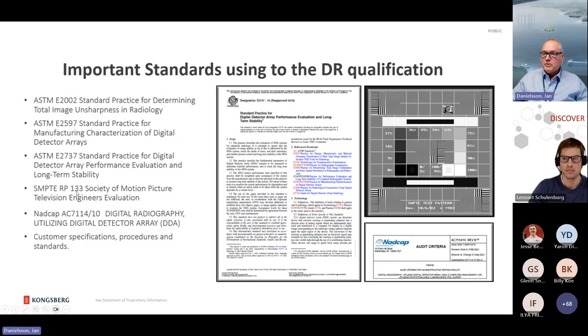And for monitors, there is the SMPTE RP 133. This is the specification for monitor testing and describes the requirements for brightness and contrast and 5 more checks that you need to have. And of course, the NADCAP AC7140/10 is for digital radiography utilizing digital detector array, DDA.